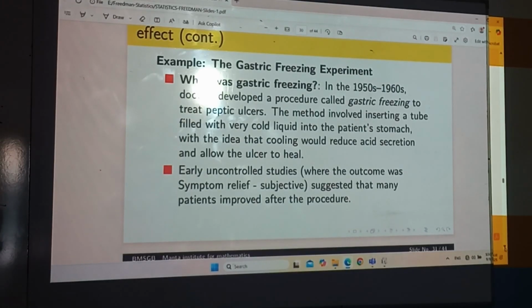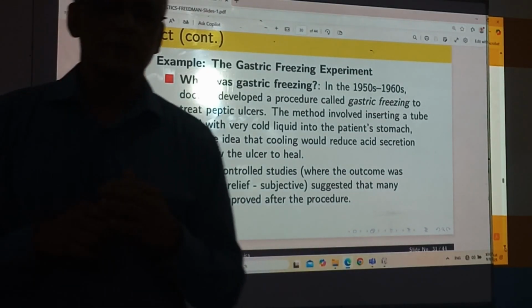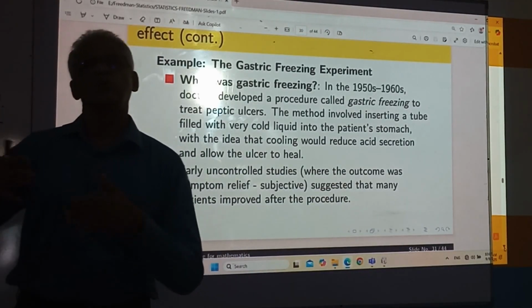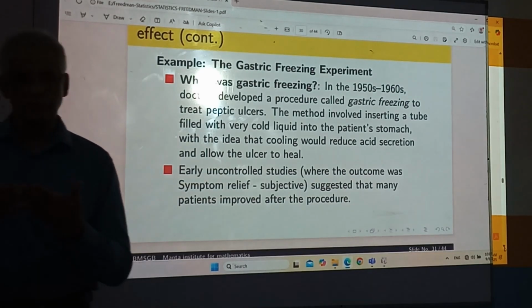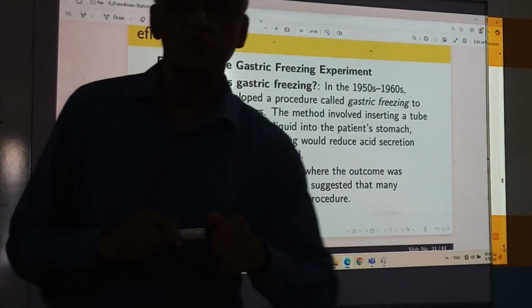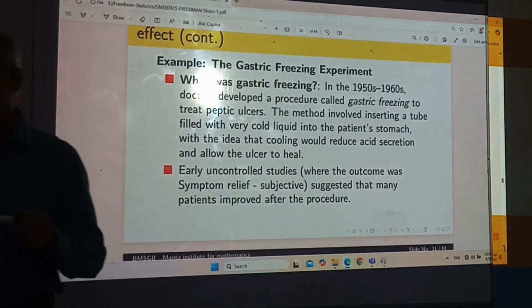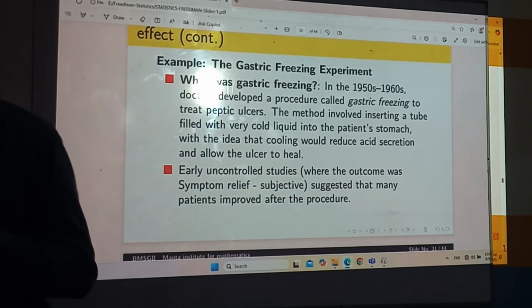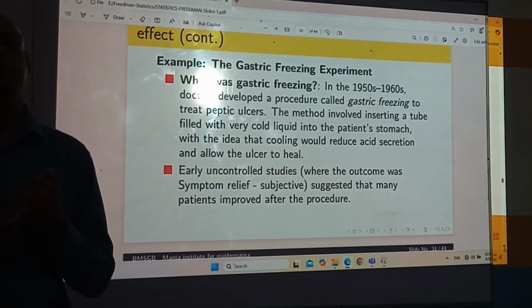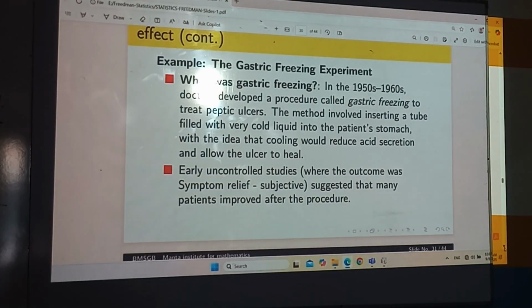So at the beginning, some people were doing some experiment. That means they just did this procedure on some patients. It's not really an experimental setting, but they applied this to some patients, and most of the patients were reporting that they got some relief out of those who underwent this treatment.